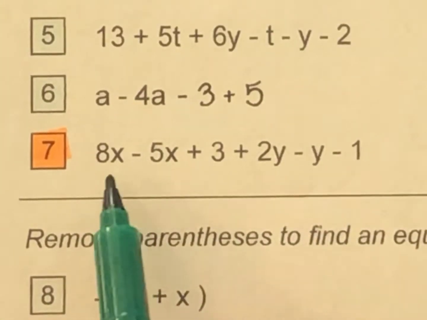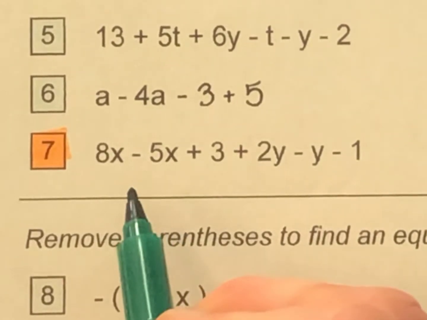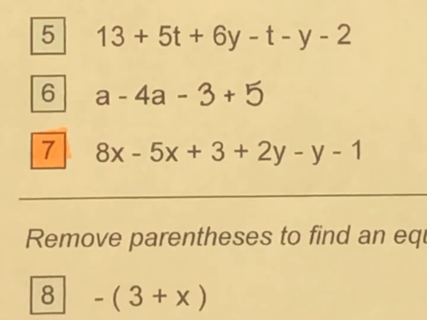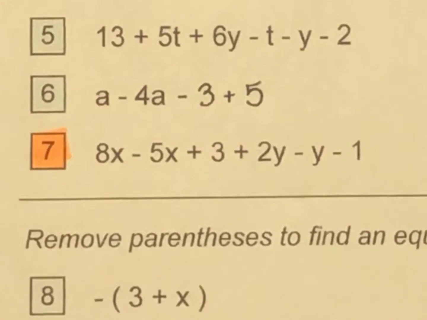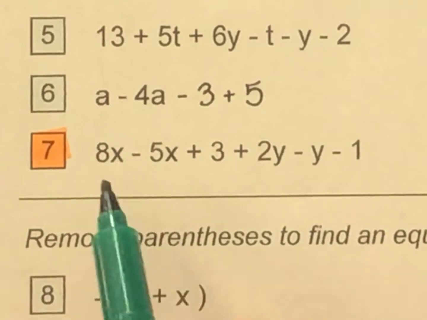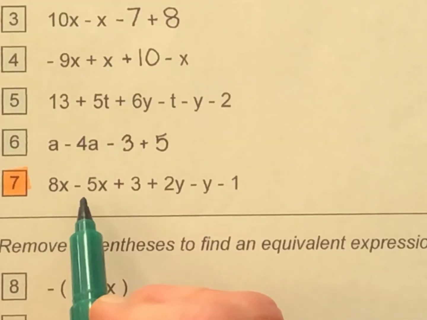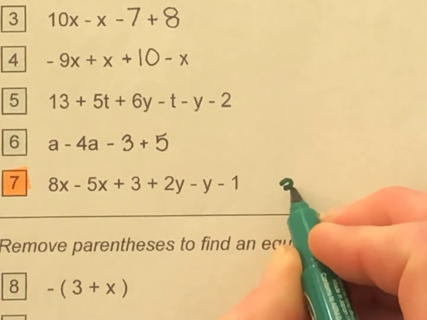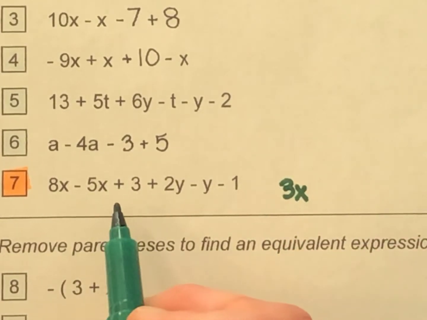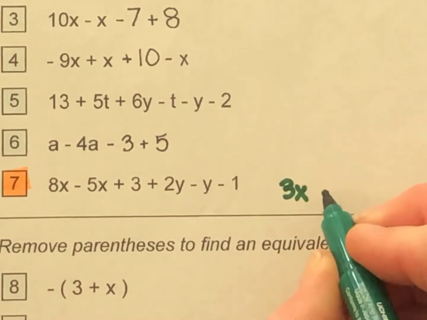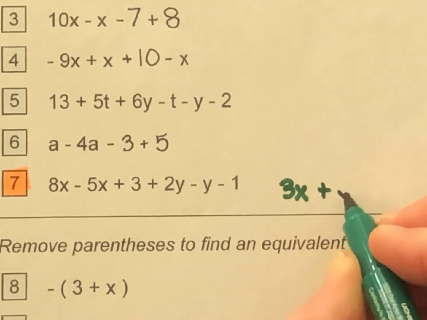In number 7, we have 3 different types of terms. We've got the x term, the y term, and the constant. Remember, the correct order in writing a term is alphabetical order and then constant last. So I know that x comes before y, so I'll do my x's first. 8x minus 5x is 3x. Then my y's, I've got positive 2y minus y, so that would be plus 1y, or just plus y.